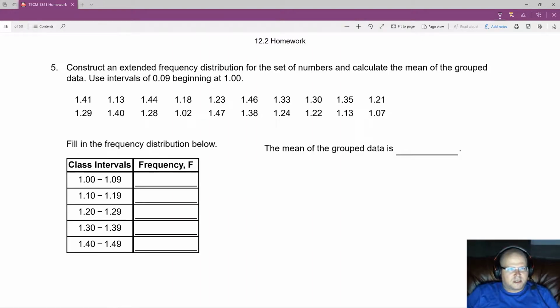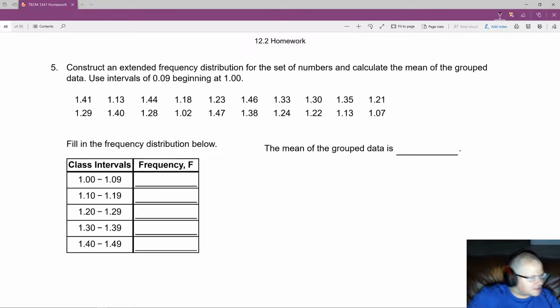So we're going to construct an extended frequency distribution for the set of numbers and calculate the mean of the grouped data using intervals of 0.09 beginning at 1. So one thing that you could do is you could reorder these in ascending order to make it a little easier to find things. You don't have to.